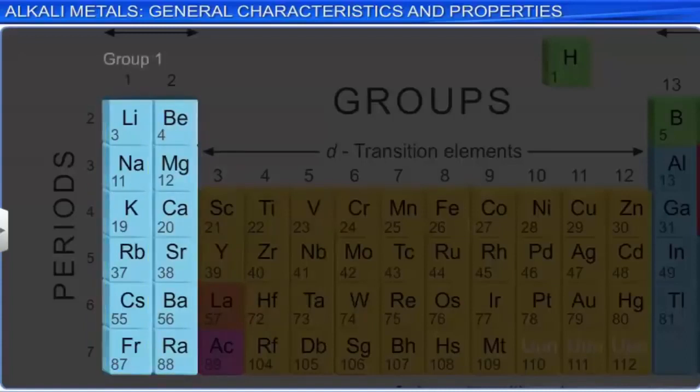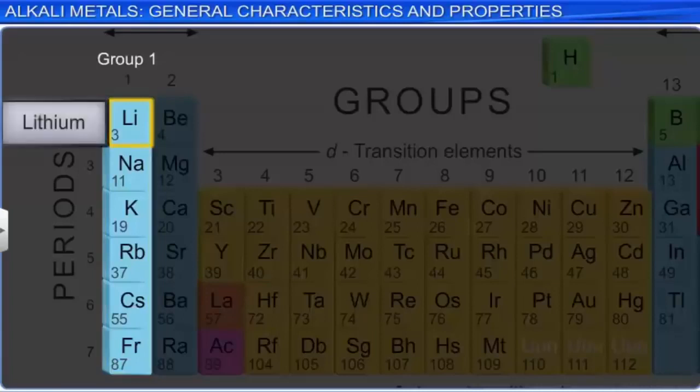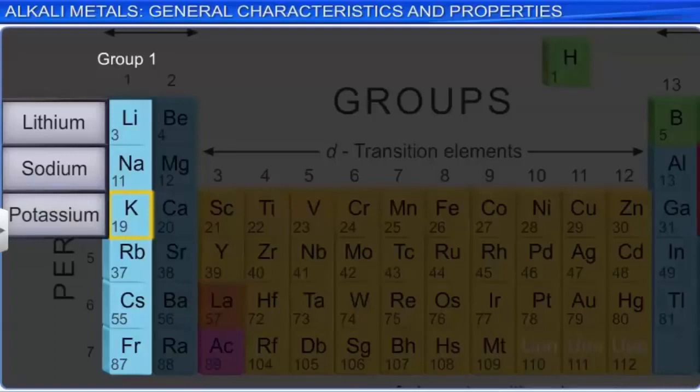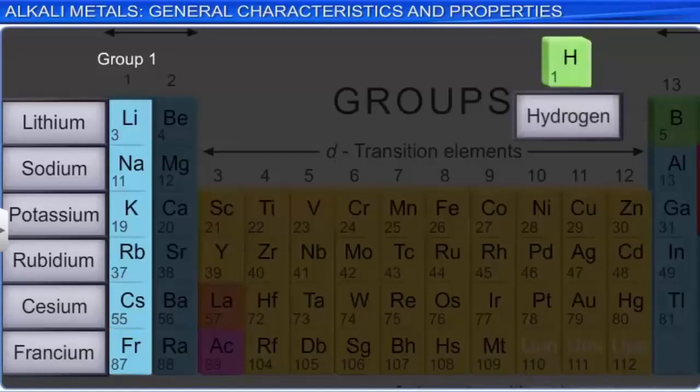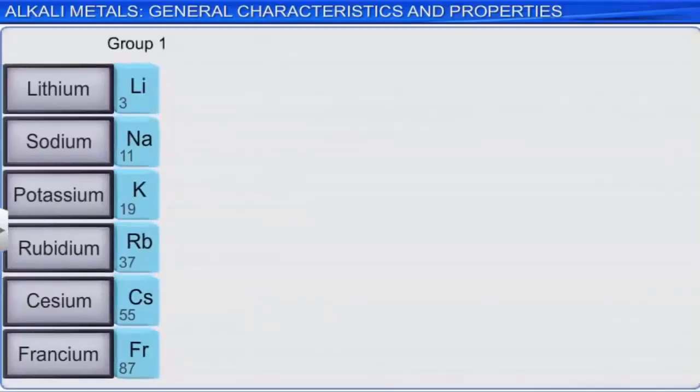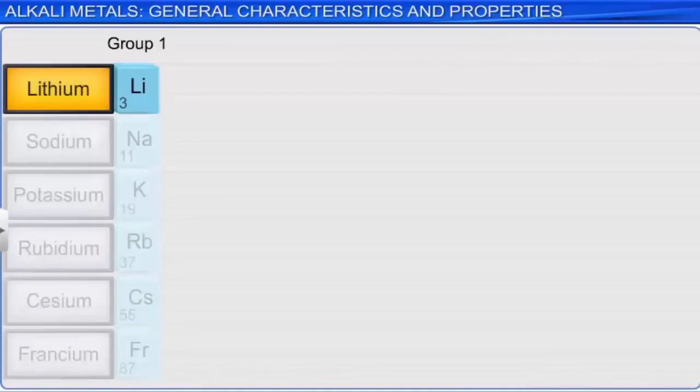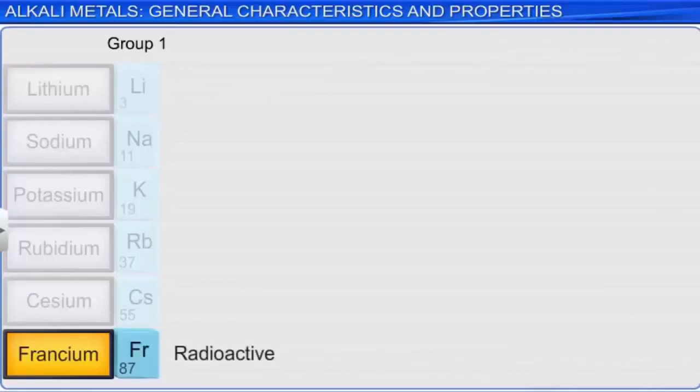The metals in group 1 include lithium, sodium, potassium, rubidium, cesium, and francium. Note that hydrogen is not included here, as it typically does not exhibit metallic behavior. Here are some interesting facts about the group 1 metals. Lithium is the most abundant member of the family. Francium is radioactive, and its longest-lived isotope has a half-life of only 21 minutes.